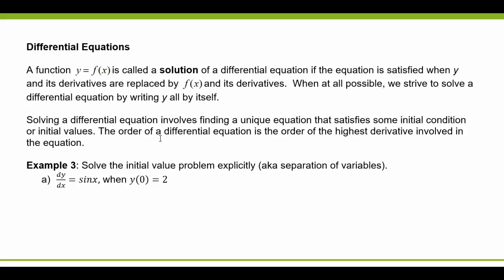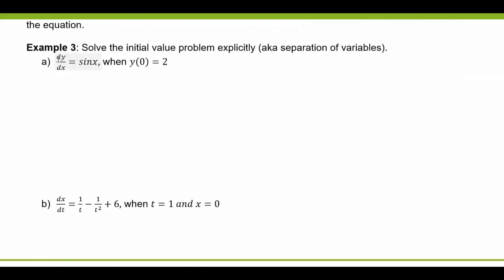That very first question says, solve the initial value problem explicitly. If it's explicit, then you're separating your variables. The way this problem's currently set up, my variables are not separated. dy and dx are together. So what I'm going to do is rewrite them, kind of like what we've been doing with u substitution. The dx is with my x. You can almost see how this looks like that line of u sub: du equals sine x dx.